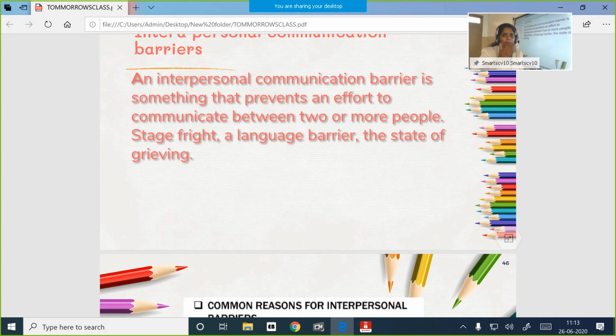The barrier that is caused while we are talking to another person is called the interpersonal communication barrier. It prevents us from communicating with two or more people. What is that barrier which prevents us from communicating to another person?